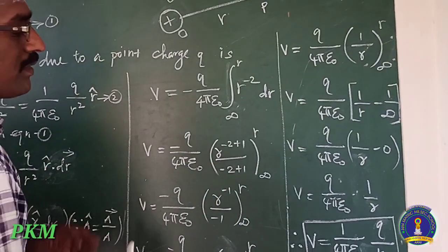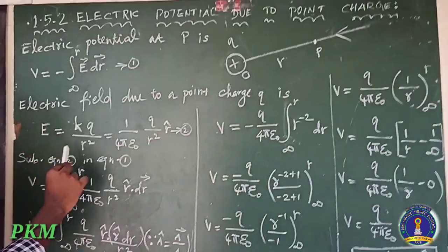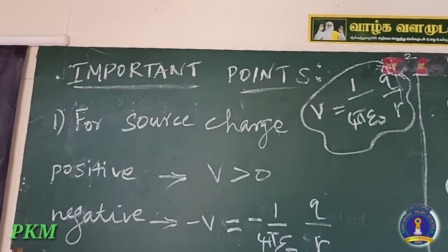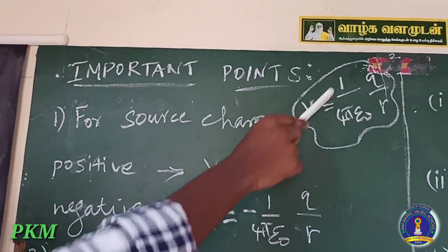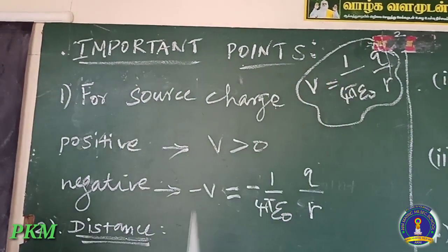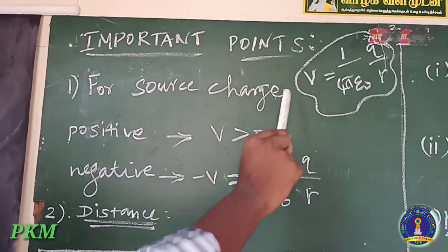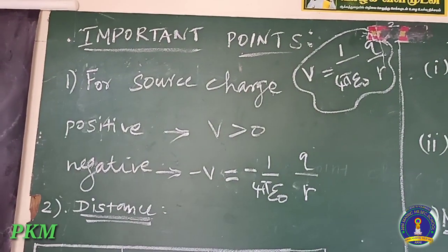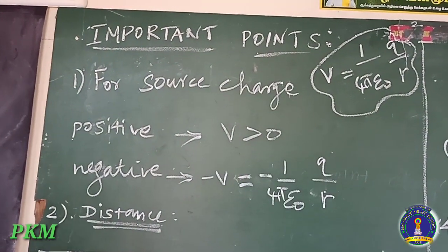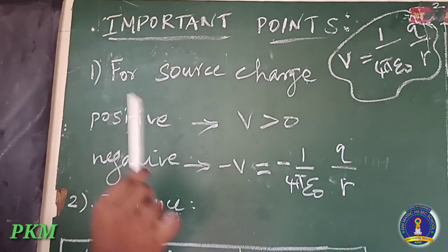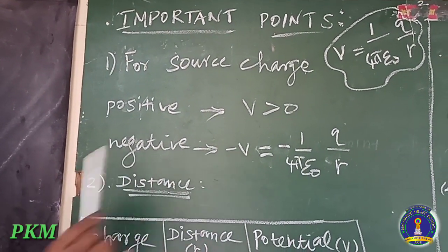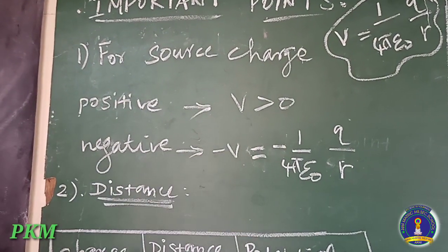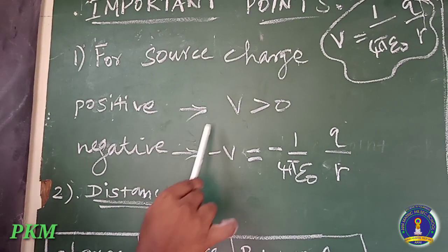Moreover, we study some aspects of electric potential due to a point charge using this derivation. These are important points. V equals 1 by 4 pi epsilon naught q by r. From this expression, V is inversely proportional to distance. First, the value of V depends on the source charge. For a positive source charge, V is greater than 0. That means the potential is greater than 0.